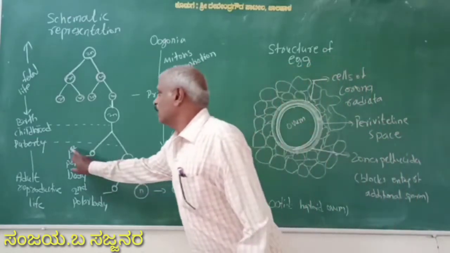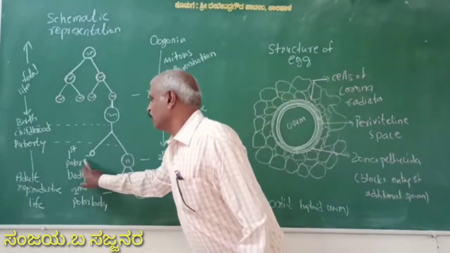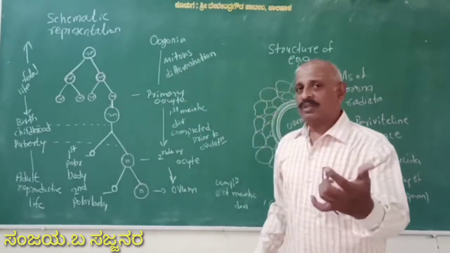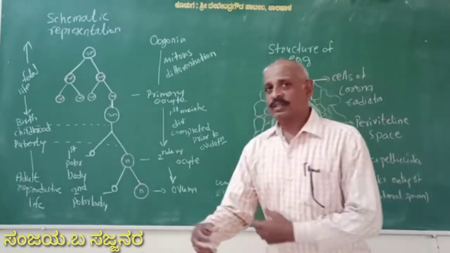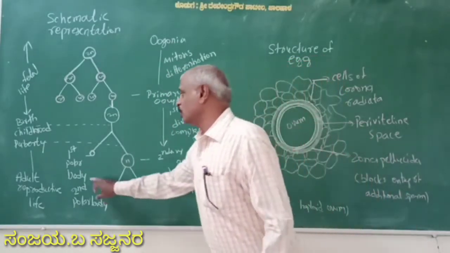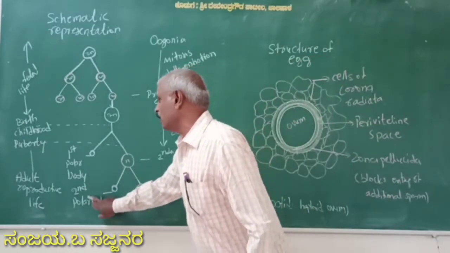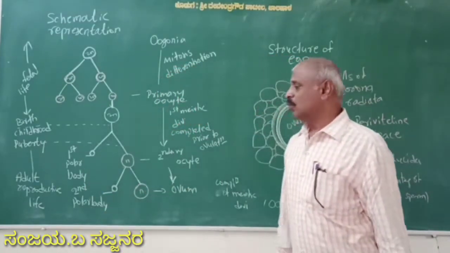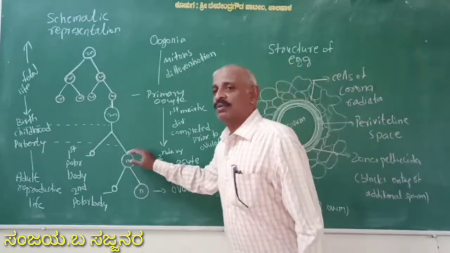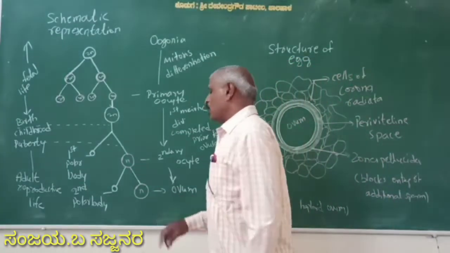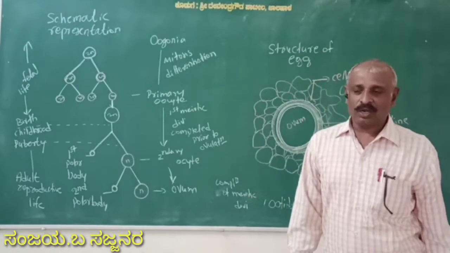Then at puberty, after maturation, the cycle slowly starts, and we observe the formation of the first polar body, and then the second polar body is going to be formed. That means the first meiotic division and the second meiotic division occur after that.